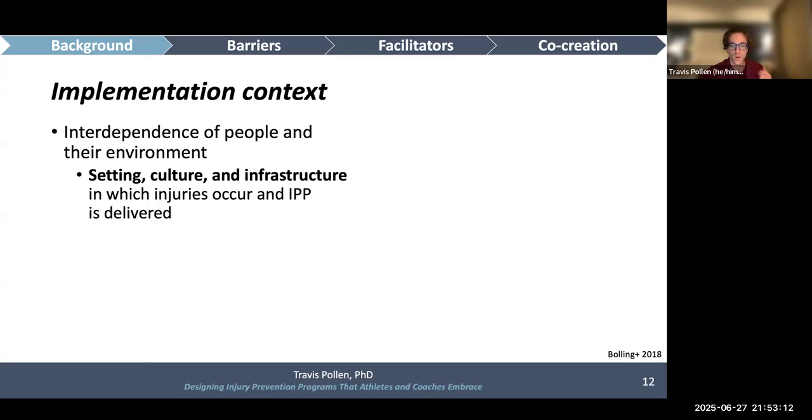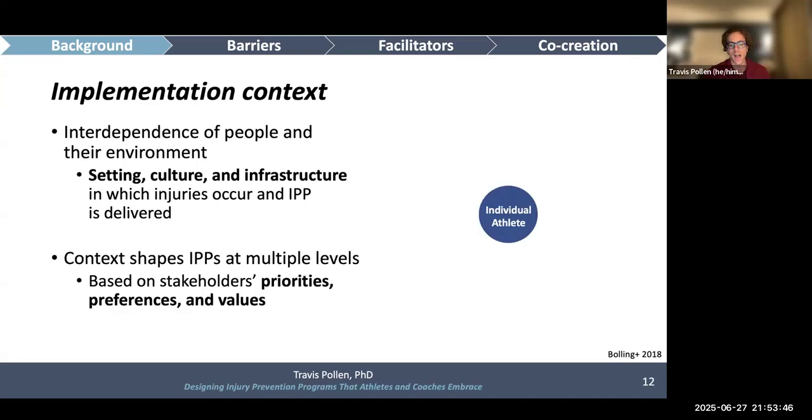One of the concepts that comes from implementation science is the importance of the implementation context. So even when athletes and coaches know about injury prevention programs, they aren't widely adopting and adhering to them. And this is because the injury prevention programs aren't directly relevant to their context and to those stakeholders. So context refers to how people interact with their environment. It's the setting, culture, and infrastructure that injuries are happening in and that injury prevention programs are being delivered or should be delivered.